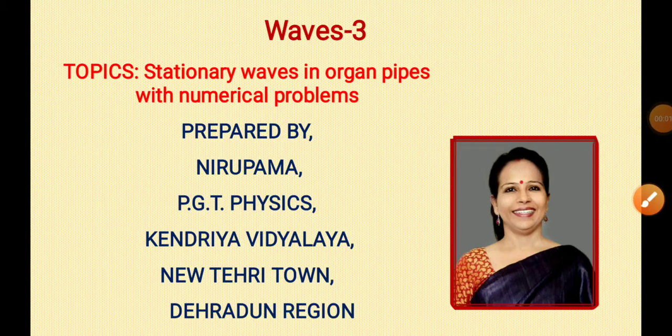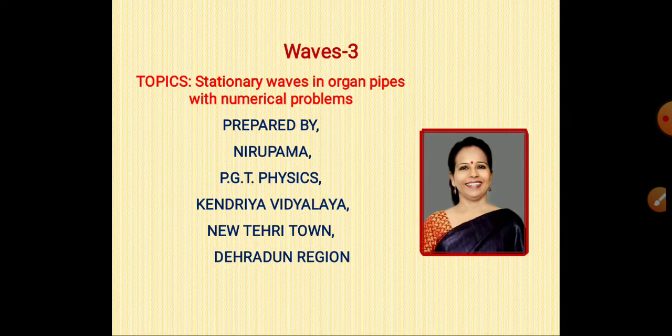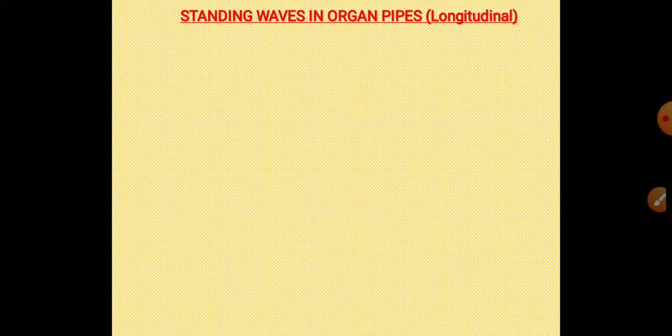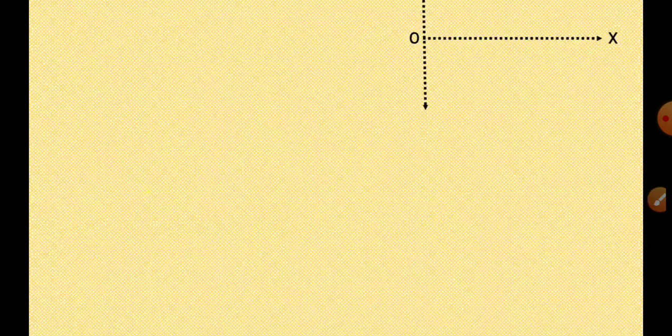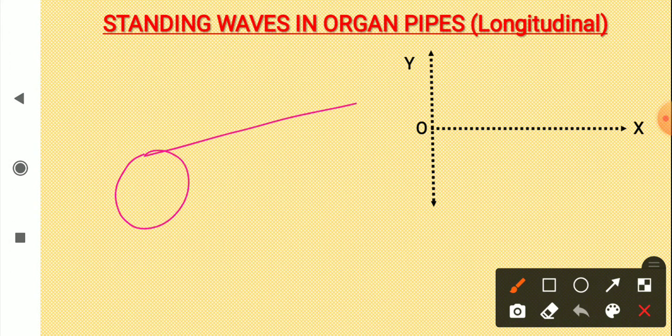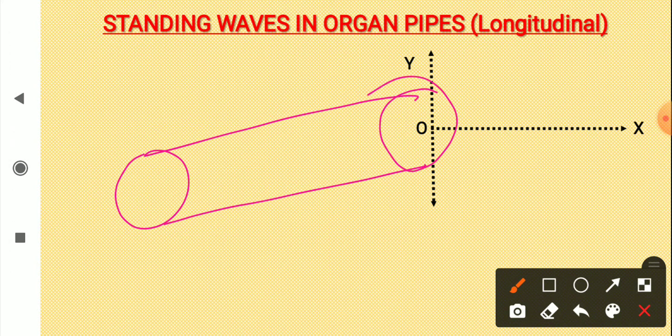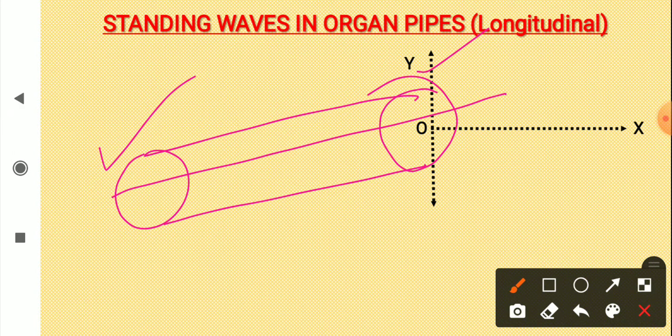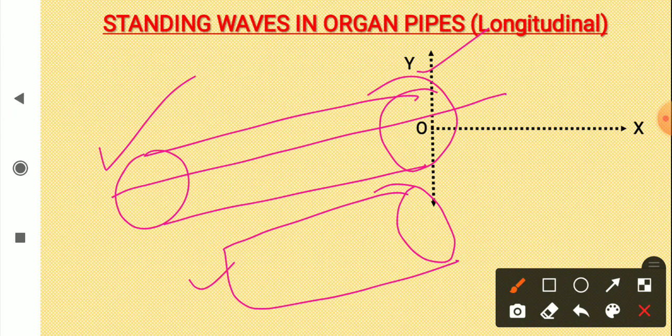Dear students, in this video on wave motion, we will study stationary waves in organ pipes with some numerical examples. So let us begin with standing waves or stationary waves in organ pipes. An organ pipe is a pipe which can be open at both the ends like a flute or bansuri, or it can be closed at one end, like the cap of your pen, where you can produce some sound.